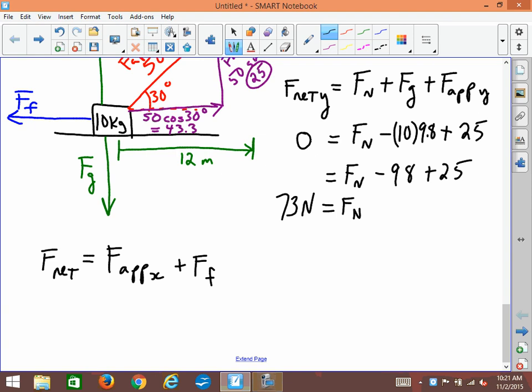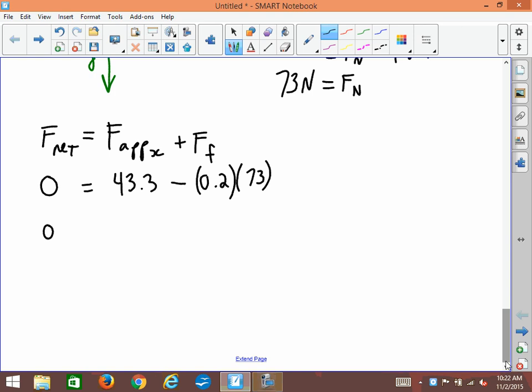Now, again, we talked about pushing this at a constant speed, so there'll be no acceleration, so F net equals m times 0, ma, we're good with that. F applied x is 43.3, and the frictional force will be in the opposite direction. I believe I said 0.2 for the coefficient of friction. Is that right? Yeah. And multiplying that by the normal of 73 newtons. So if I just kind of continue that, we've got 0 equals 43. Wait a minute. Freeze. We have to have something to solve for.